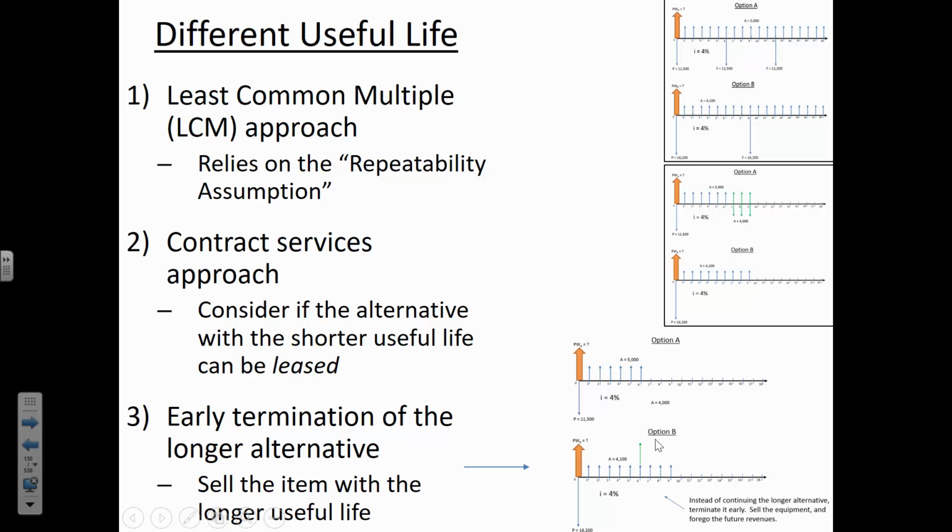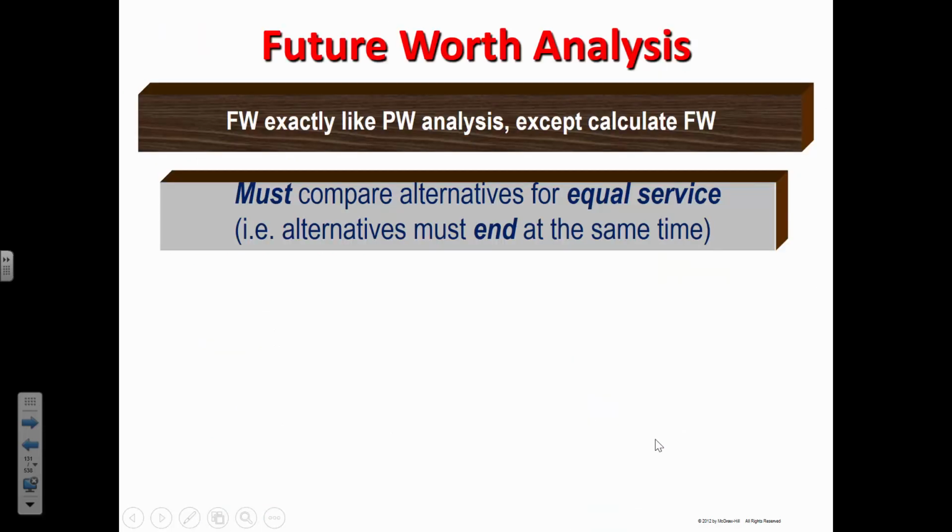So those are our same 3 techniques that we can use in future worth analysis. If we have a situation where the cash flow diagrams are a different length, and what we want to know is the future equivalent of those cash flow diagrams to compare, then we can still use LCM, we can still use early termination, we can still use contract services. The idea with future worth analysis is just that we're going to take the cash flow diagrams to some certain date in the future rather than to year 0.